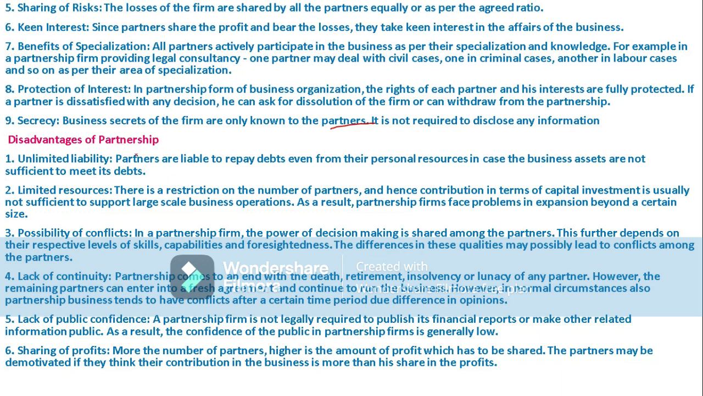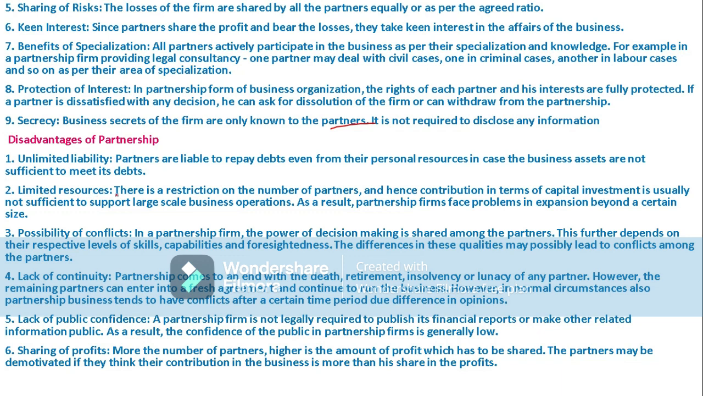Now if we see the disadvantages of partnership, first is unlimited liability. Partners are liable to repay debts even from their personal resources in cases where the business assets are not sufficient to meet its debts. For example, if the organization goes into losses and is not able to settle the debts, then personally they are liable, and their personal assets are also taken in order to pay off the debts. That is why unlimited liability will be there in partnership.